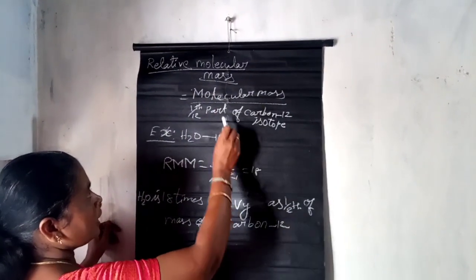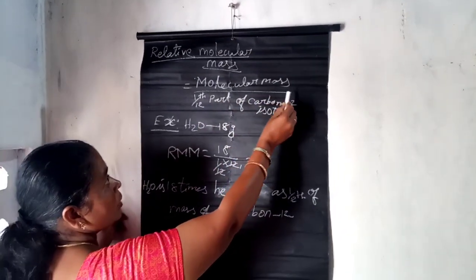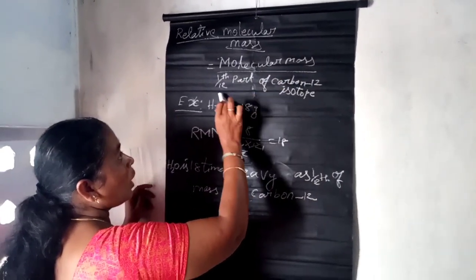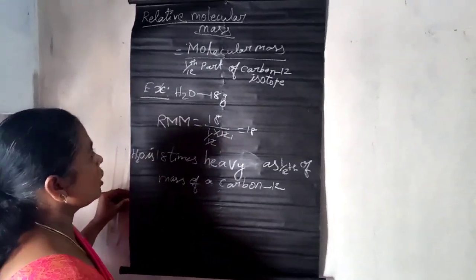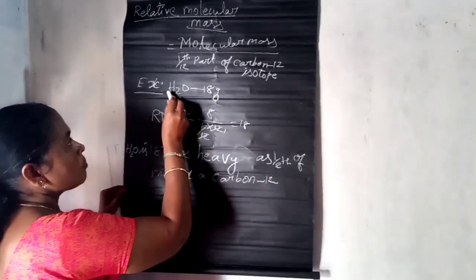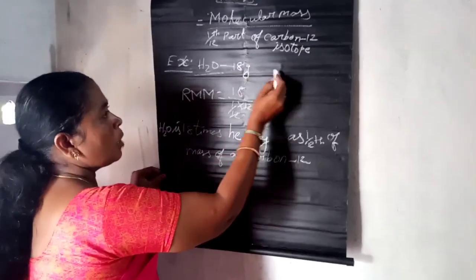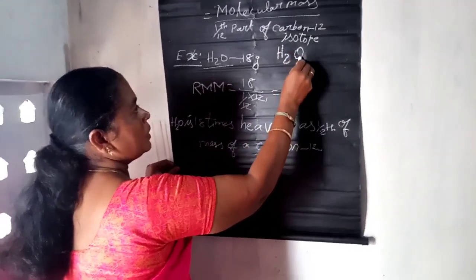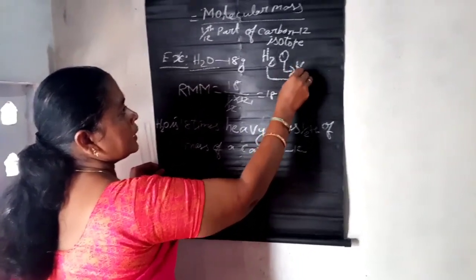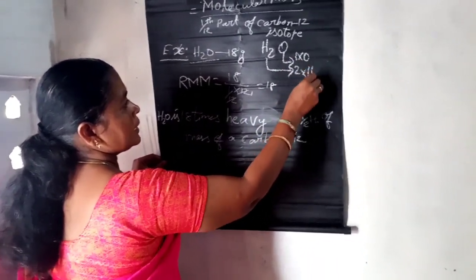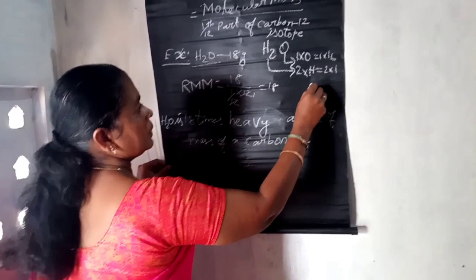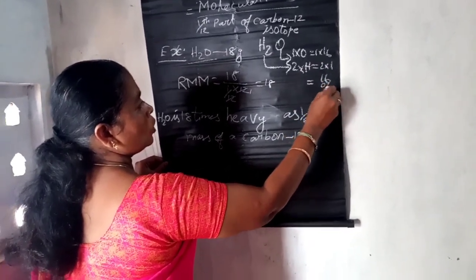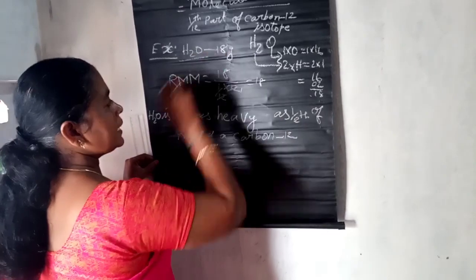Relative molecular mass. What is the formula of relative molecular mass? Equal to molecular mass of the substance divided by 1 by 12th part of carbon 12 isotope. Then you get the relative molecular mass. Now we have to find the relative molecular mass of water, that is H2O. How will you calculate? First you have to calculate the molecular mass. 1 into oxygen, 2 into hydrogen. 1 into 16, 2 into 1 equal to 16, 2. Totally 18. This one you have to calculate here itself.